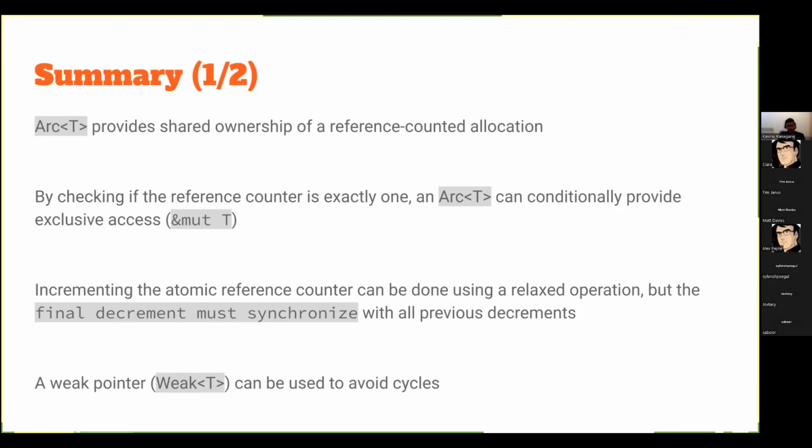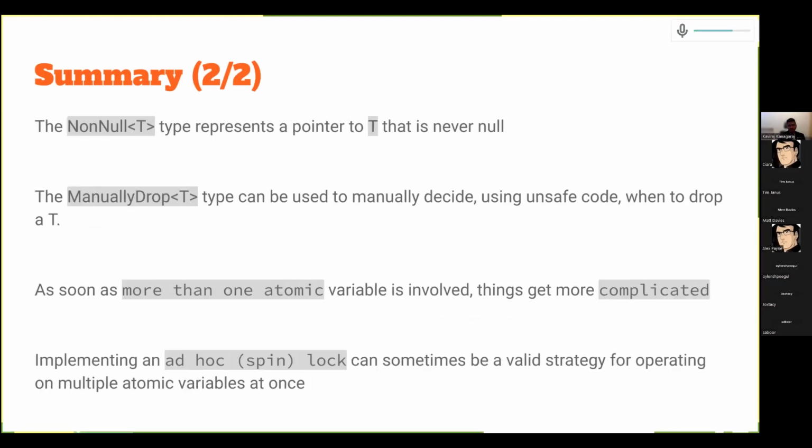So we can use relaxed memory ordering for everything except the final decrement, because we don't want to end up in a situation where we deallocate it, but then some other thread accesses the value, which is undefined behavior. Then we introduced weak pointers to avoid this problem of cycles. And we saw how it prevents building a cycle by having some weak pointer out there, even though the T is deallocated. So that breaks the cycle.